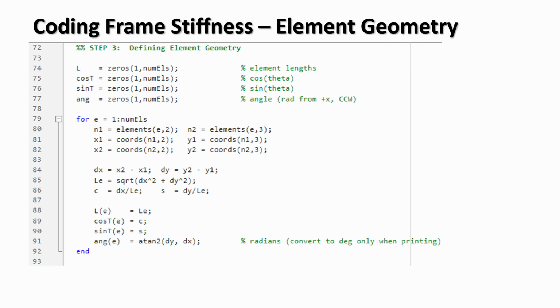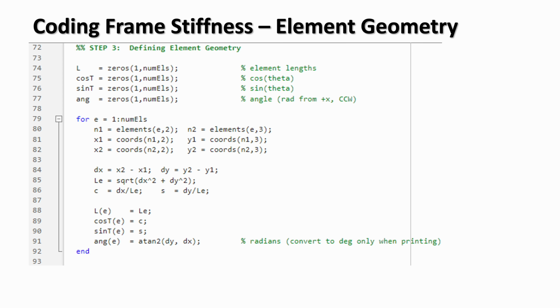Now that all the input data has been defined, the first computational step is to determine the geometry of each element. This includes the length and the direction cosines cos theta and sine theta, which tell us how the local element axes relate to the global coordinate system. We begin by creating arrays to store the length, cosine, sine, and angle for each element. We then loop through each element using the connectivity information defined earlier.